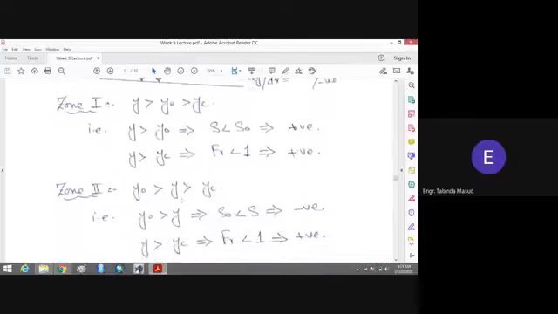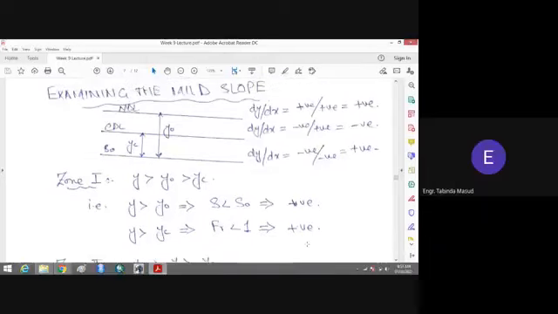And if y is greater than yc, again it's a subcritical flow, Froude number is less than 1, and thus you will get a positive value. So in zone number 2, negative divided by positive is equal to negative value. So you will get a negative value in zone number 2, means there will be a drawdown curve in zone number 2. The depth of the flow will be decreasing here in the drawdown, and the profile will be a drawdown curve.